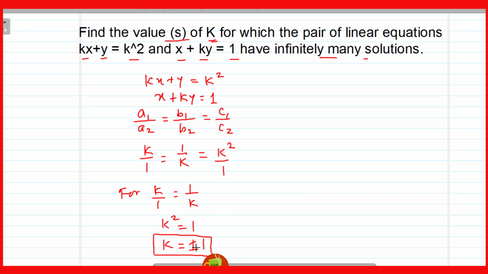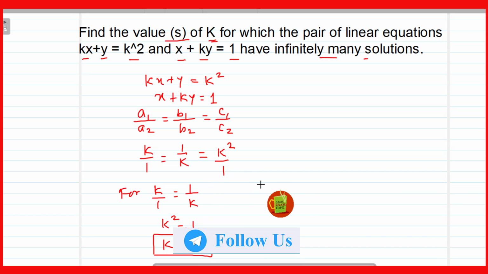Here you have to consider both values. Generally we take the positive value, and therefore most of the time we commit the mistake that we just take the square root of 1 as plus 1, but don't do so. As far as the quadratic equation is concerned, always take both signs, positive and negative, whenever you take the square root of any number.